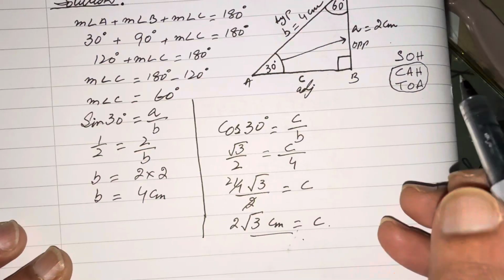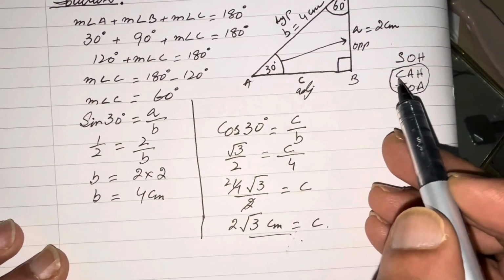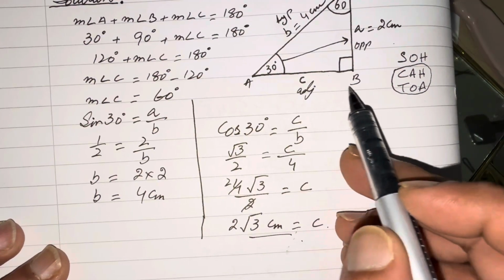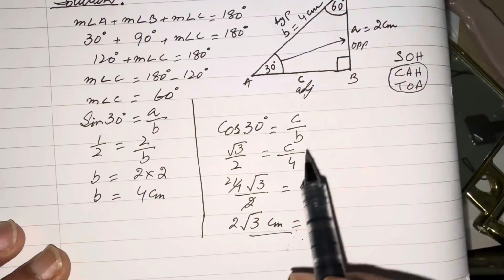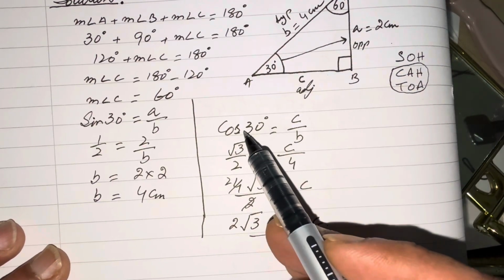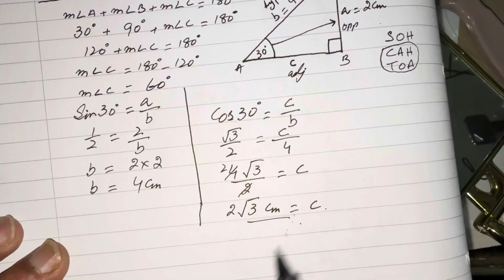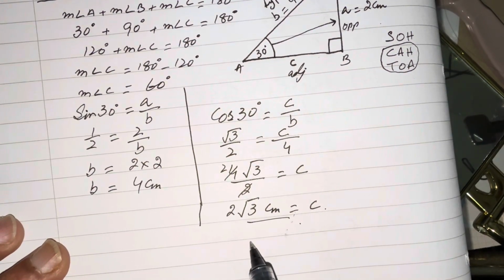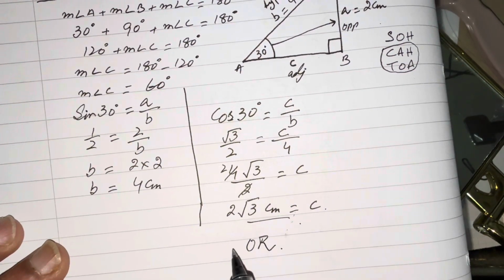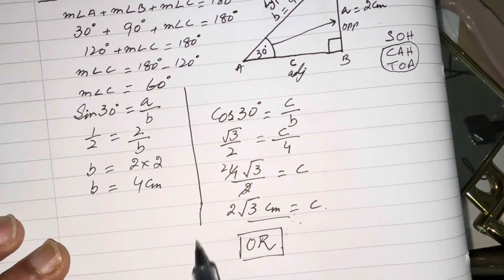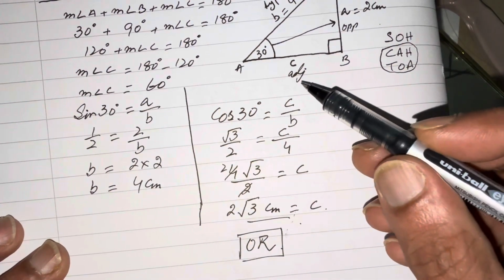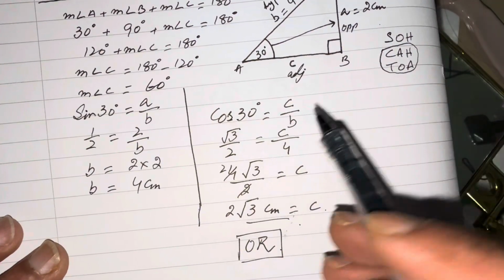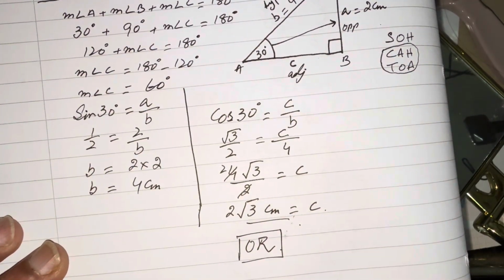I have told you that you can take cos 30 or you can take tangent 30 to find the length of the adjacent side. So it's up to you. You can take cos or you can take the tangent. I'm going to solve with both of these two ratios. You can find the length of the adjacent side by using cos 30 or tangent 30.